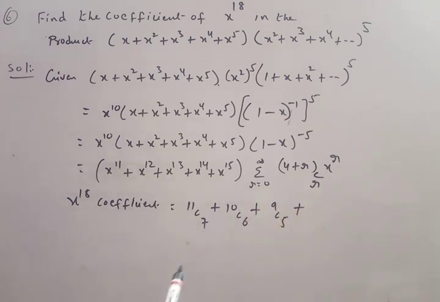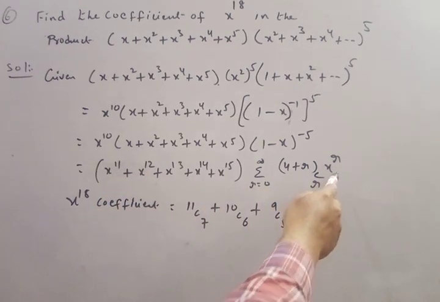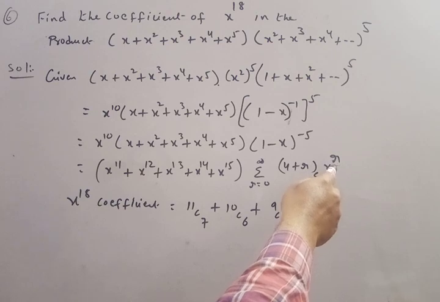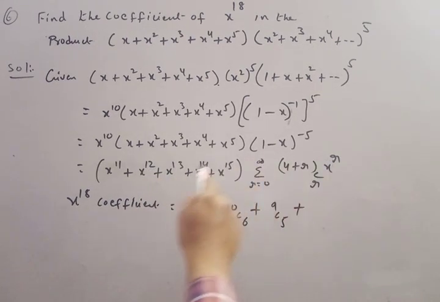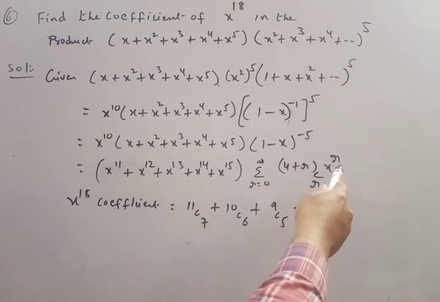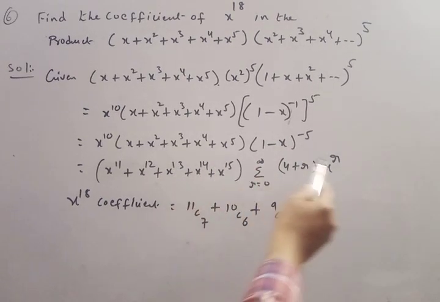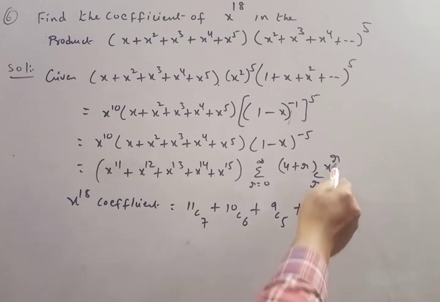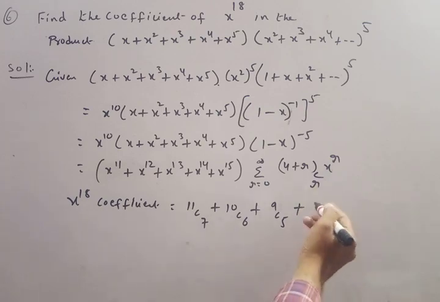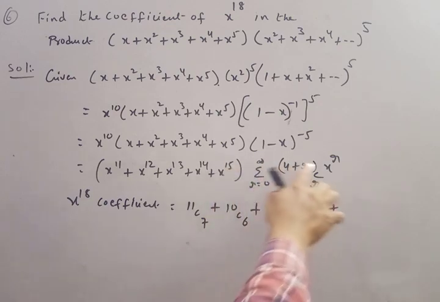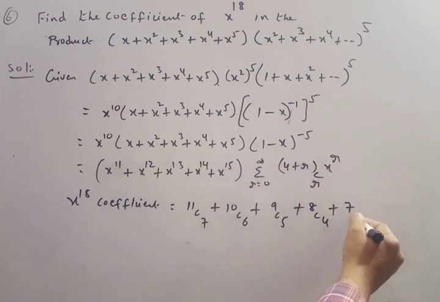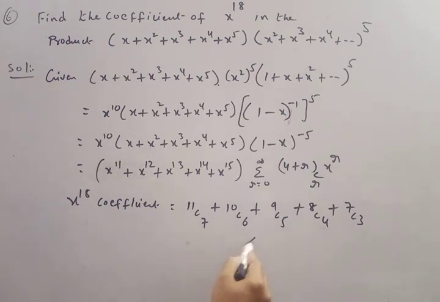So it is a very simple logic you have to use. For x power 18, already 11 is there into x power r. So to get 18, how much r value? 7. 12 is there, to get 18, how much r value? 6. 13 is there, to get 18, how much r value? 5. 14 is there, to get 18, how much r value is required? 4. So that means 4 plus 4, 8C4. Then 15 is there, the r value is 3, 7C3. So that's it. Using the calculator, you'll get the answer.